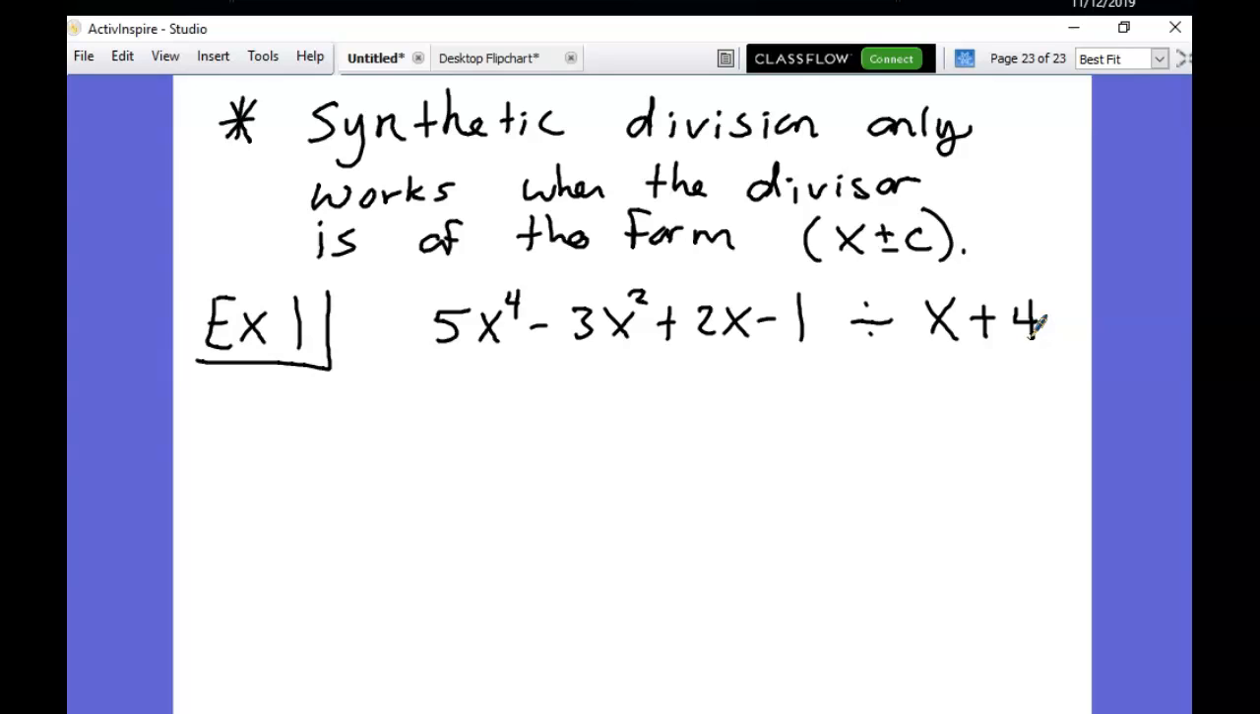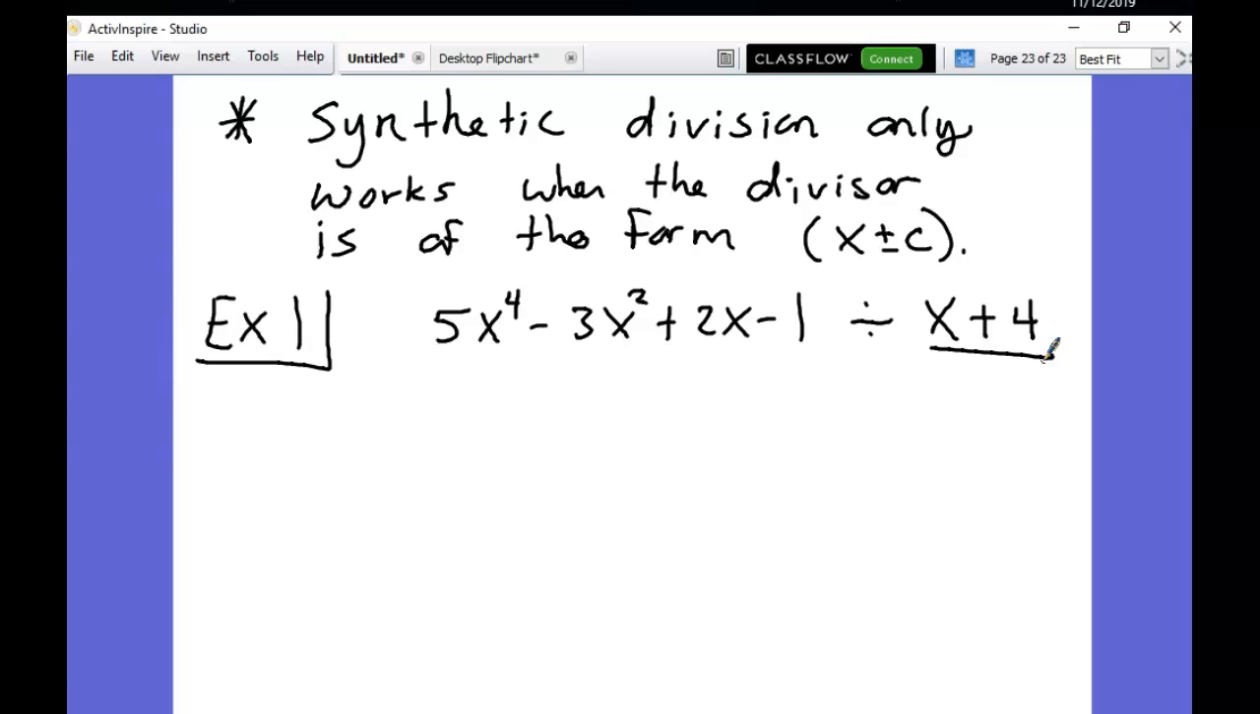Good job. All right. So, first of all, look at my divisor. That's the one that comes second there. Is that in the right form for synthetic? It is. It's got to be x plus a number or x minus a number, but that's it. There is a way to do it if you have a number in the front, but we're not going to bother with it today. And you can't have any exponents. It's got to be x plus a number, x minus a number, and that's it. So we're good to do synthetic division because of that.